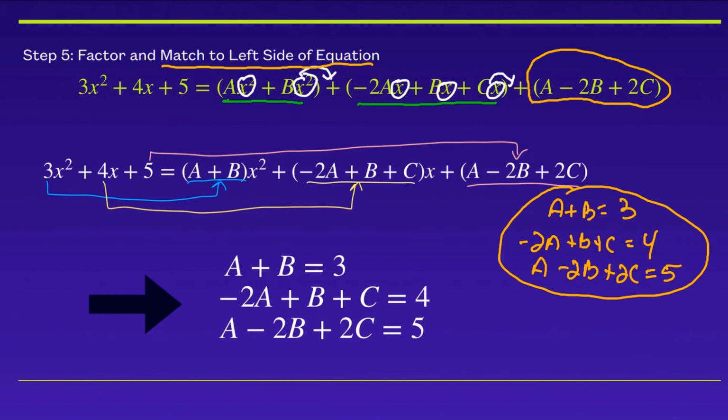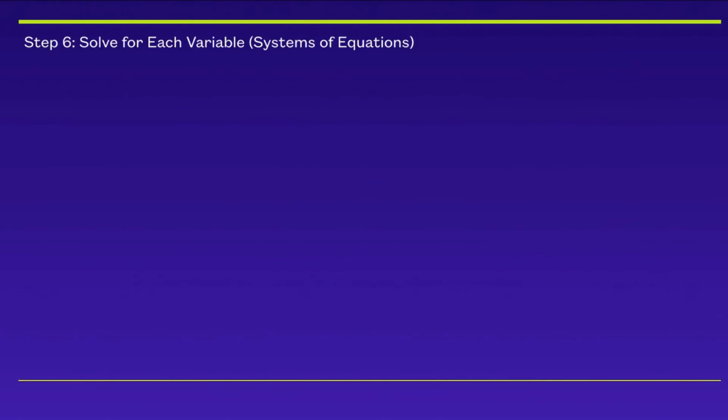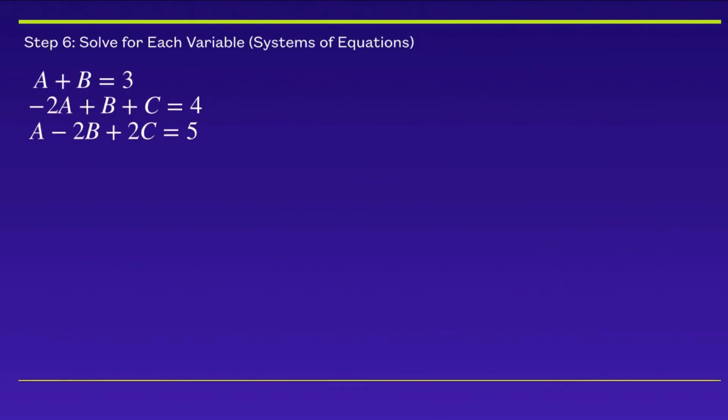And what we're going to do is we're just going to solve this. So we're going to go through the series of steps to solve the system, find what a, b, and c equal, and then we'll put all the fractions back together. So we're going to go to step 6. All right, step 6, solve for each variable. So I'm going to bring in the system from the previous slide. There it is, a plus b equals 3, and then the rest of it. And we're going to solve this.